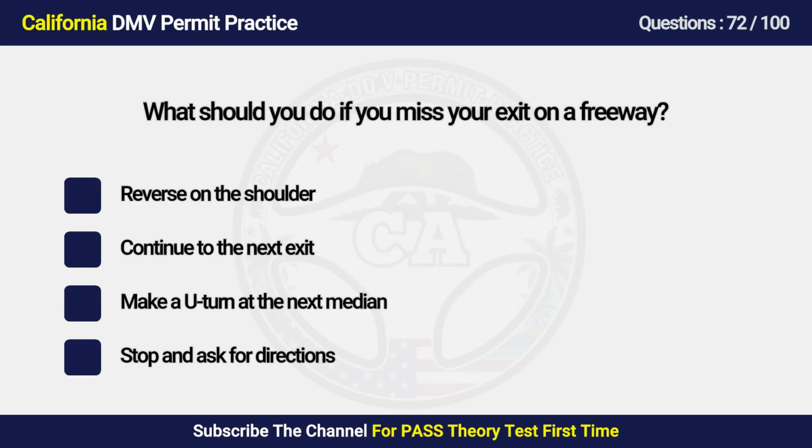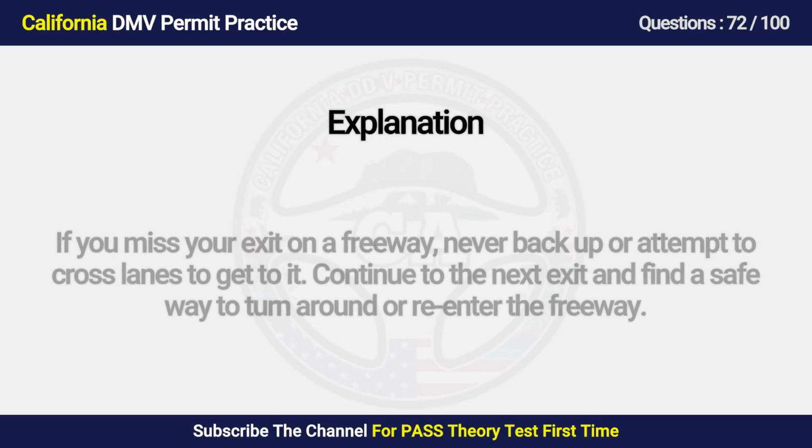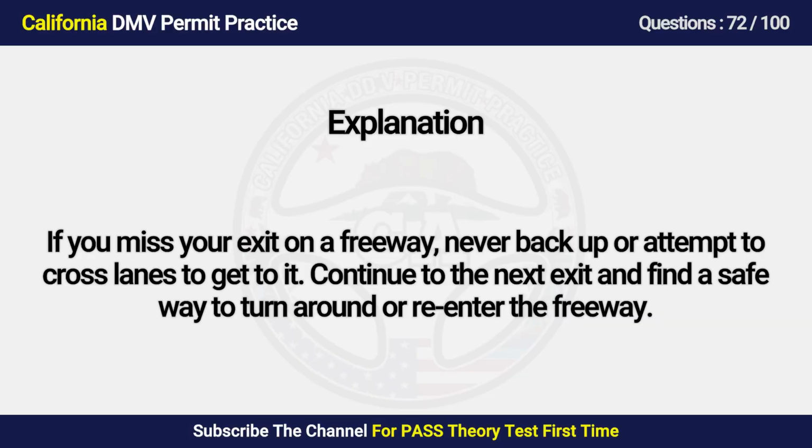Question 72. What should you do if you miss your exit on a freeway? A. Reverse on the shoulder. B. Continue to the next exit. C. Make a U-turn at the next median. D. Stop and ask for directions. Answer is B. Continue to the next exit. If you miss your exit on a freeway, never back up or attempt to cross lanes to get to it. Continue to the next exit and find a safe way to turn around or re-enter the freeway.